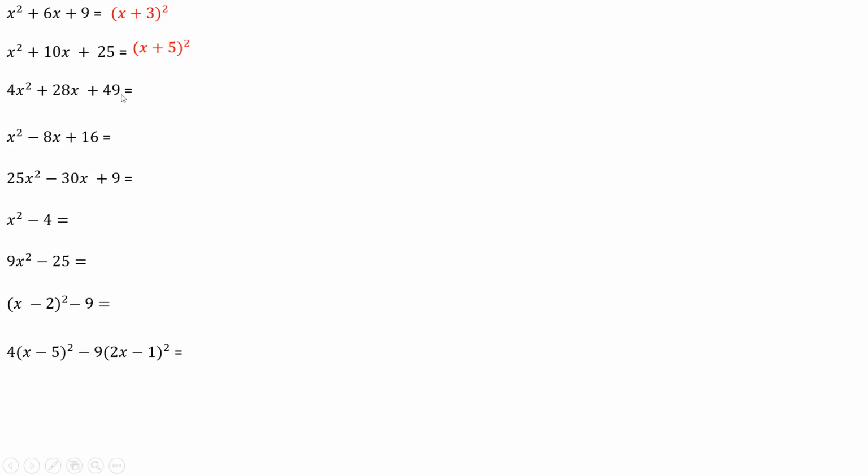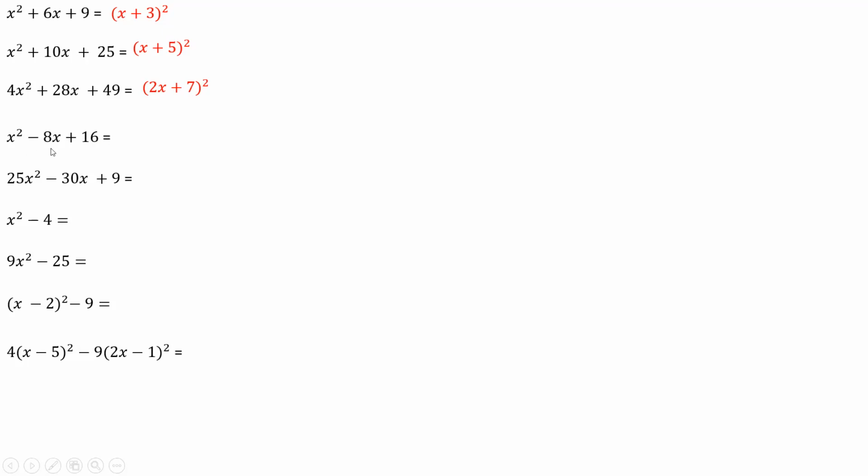49 is b squared. What's the root of 49? It's 7, so I write 2x plus 7, all of it squared. So as you can see, the second term is only used to know the sign between the terms in the remarkable identity.